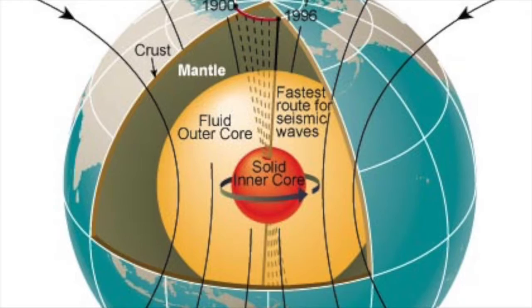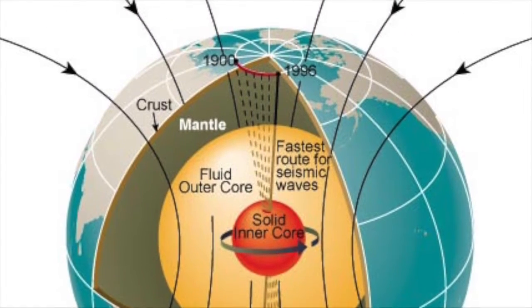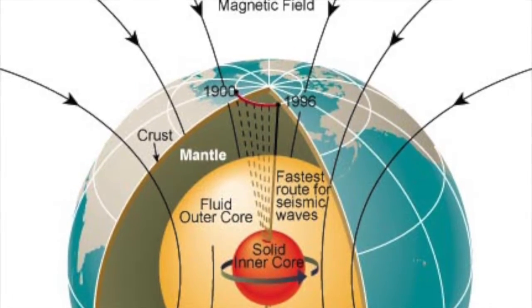Geologists also suggest that the inner core is rotating slightly faster than the rest of the planet, which may help to explain why Earth's magnetic field reverses polarity.